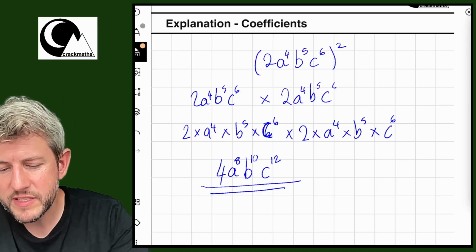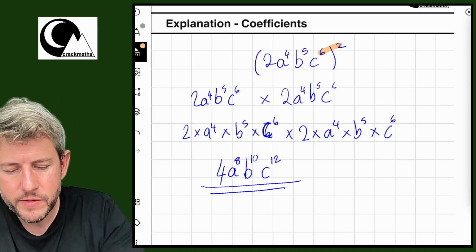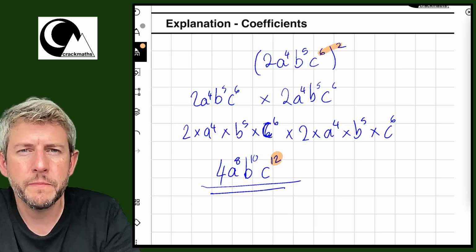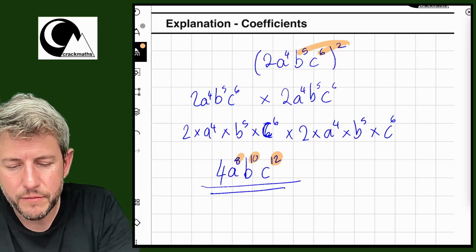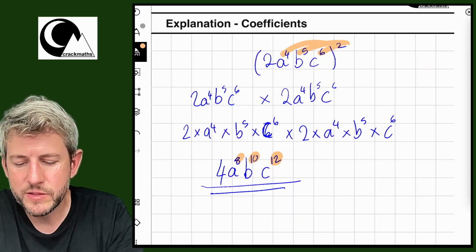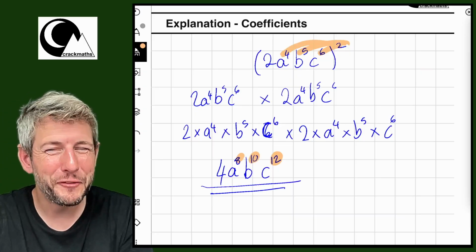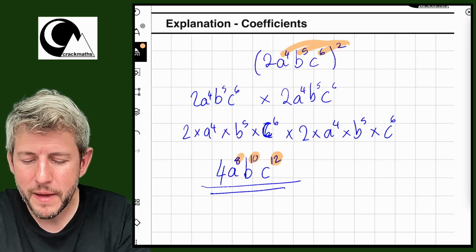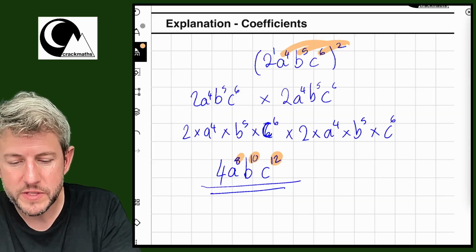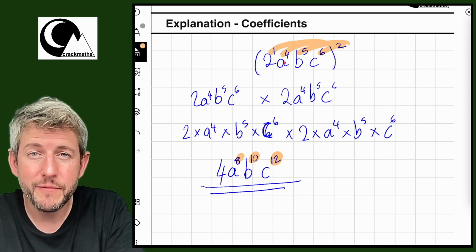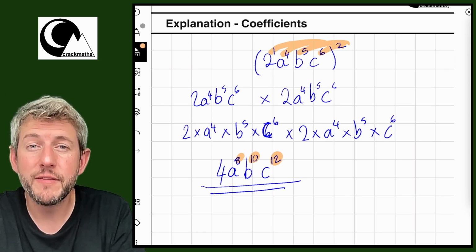And again, we can see that these values: 12 has come from 6 times 2, 10 has come from 5 times 2, 8 has come from 4 times 2. And the 4 does look like it's there from 2 times 2, but it's actually because that power was there, so it was 2 times 1, which gave us 2 to the power of 2, which then gave us the 4.